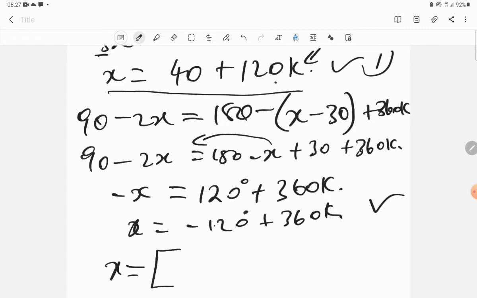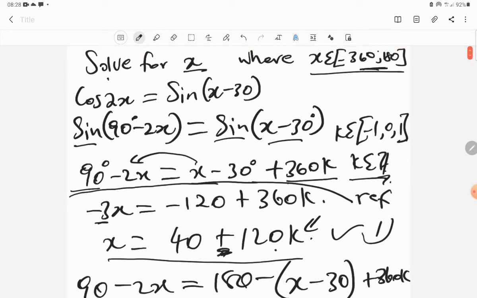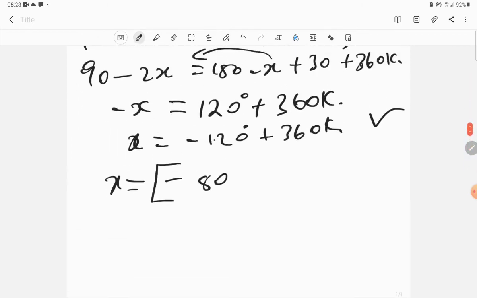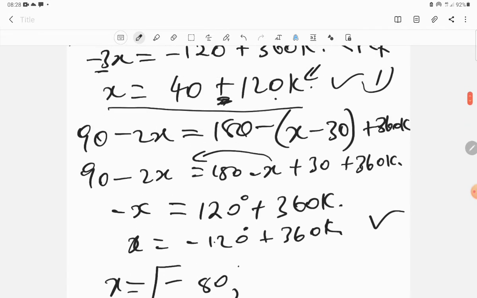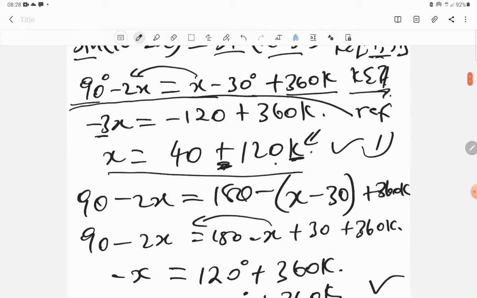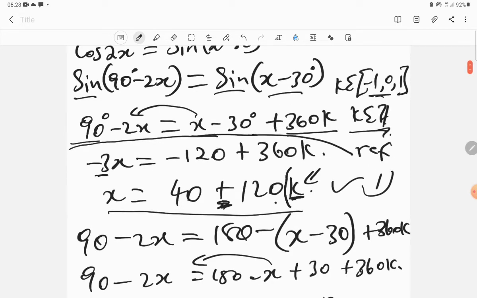Now we're using this equation, 40 plus 120 times, let's use negative 1 for the value of k. We get negative 80, not 180. Negative 80 is part of this domain that is given over there. So negative 80 is part of the solution for x in that domain. Now let's put 1 in the place of k. Remember, we are substituting the values of k, which are the integers that we were discussing. So in the place of k, we put those integers to find the actual values of x in that interval.